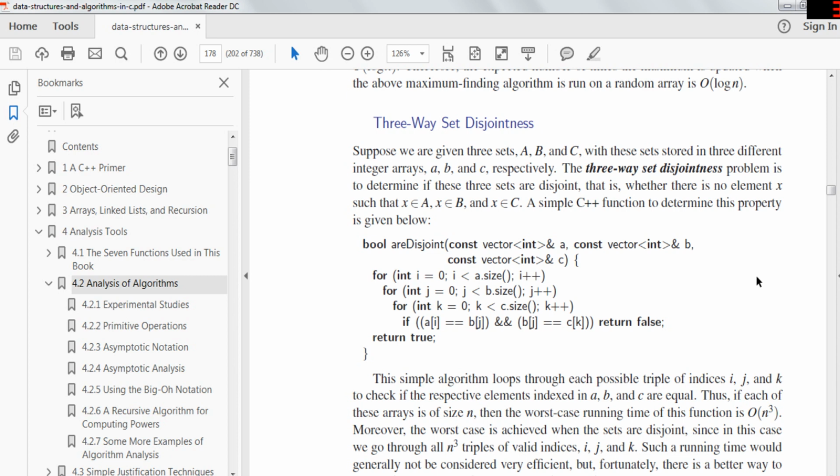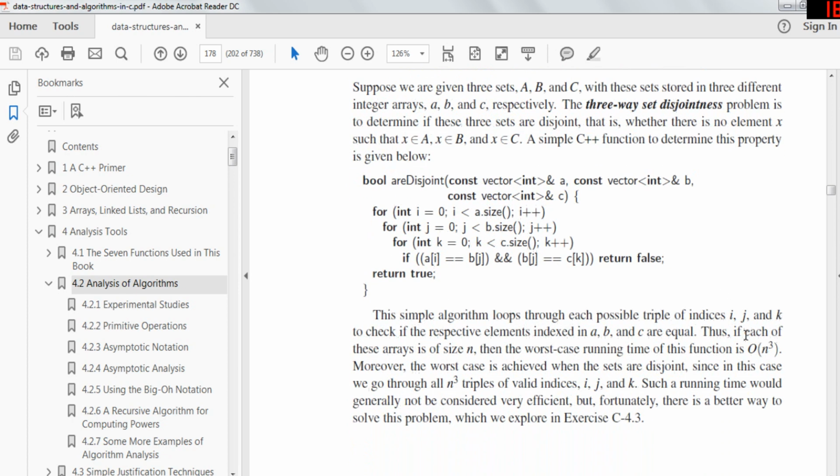Well, a simple way to do this is just loop through every single array, every single vector, and check each one to see if they're equal to one another. And if they are, then you return false. Otherwise, return true. So this simple algorithm goes through everything and checks if all of them are equal. The worst case is n to the third. The worst case is achieved when the sets are disjoint, since in this case we go through all n to the third triplets of indices. Such a running time would generally not be very efficient, but there is a better way to solve this problem in another exercise.